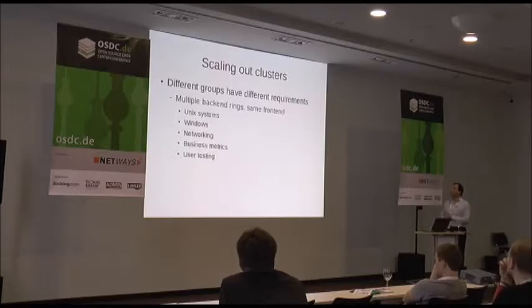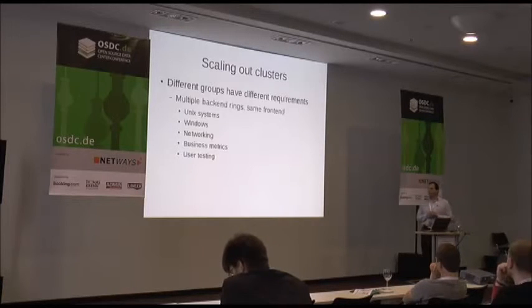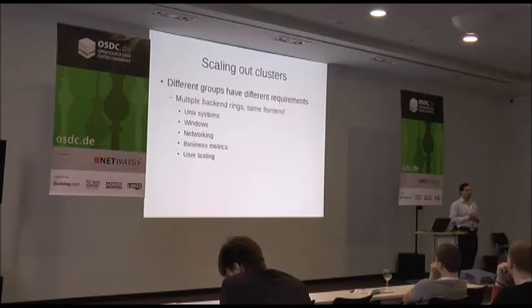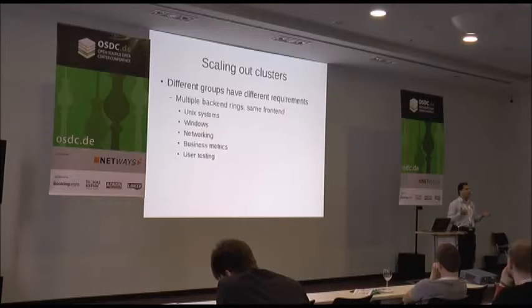We have different groups with different requirements, so we ended up with multiple backend rings. Unix systems, that's the sys cluster, is about 30 machines. User testing is a 2-box cluster. We have 8 or 10 machines right now for the business metrics, and those will probably grow. We have a separate cluster for our network group, and a separate cluster for the Windows people. If you can shard out your data, you can still keep one front end, or 2 boxes or 3 boxes, as you need to grow. Each of these things scales horizontally.